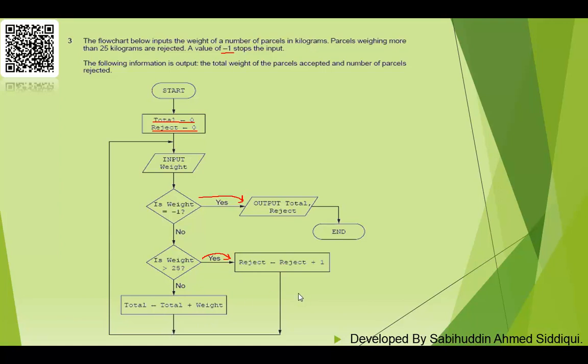And on the other hand, you can see the reject count will continue, and the loop keeps inputting values until -1 is input. So now let's take a look at the next slide to see how this trace table is filled. You will fill the trace table. So now see this.